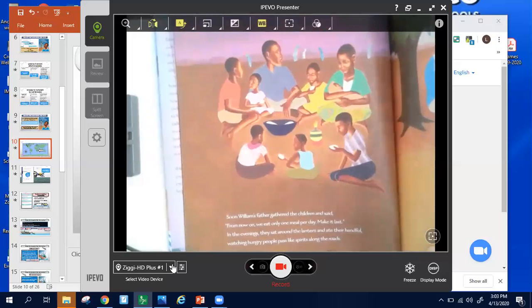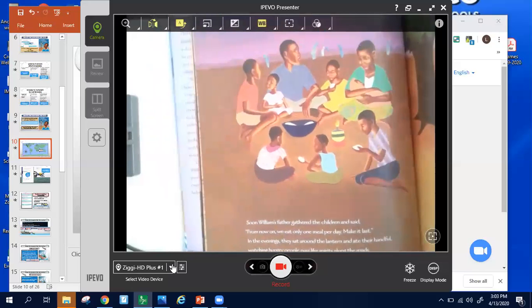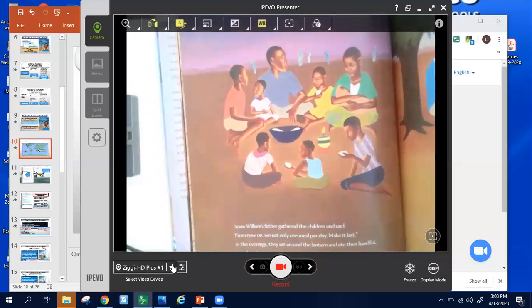Okay, so those hungry people are going by, but they're so thin and hungry that they seem as if they might just be ghosts.